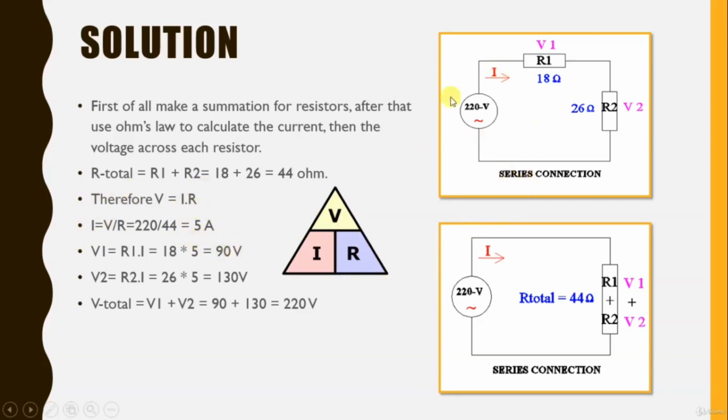Now, just go back to the first circuit and calculate the voltage across each load. Therefore, V1 is equal to R1 times I, which is 90 volts. V2 is equal to R2 times I, which is 130 volts. To ensure that your results are correct, V1 plus V2 must be equal to the main source, which is 220 volts.